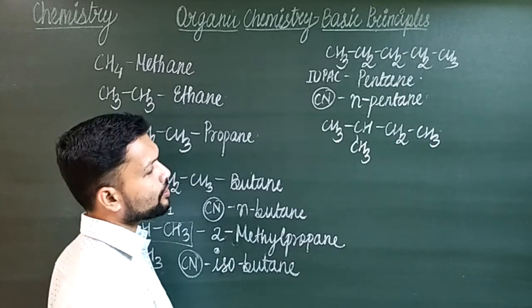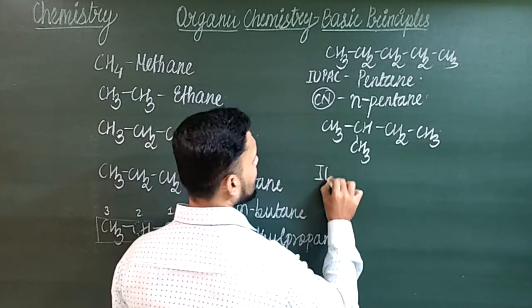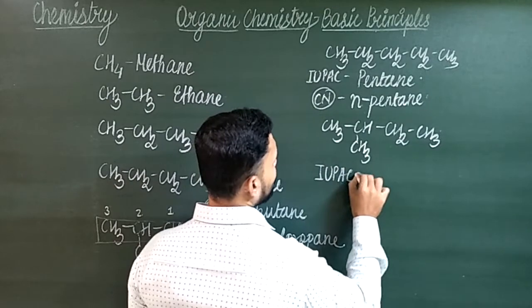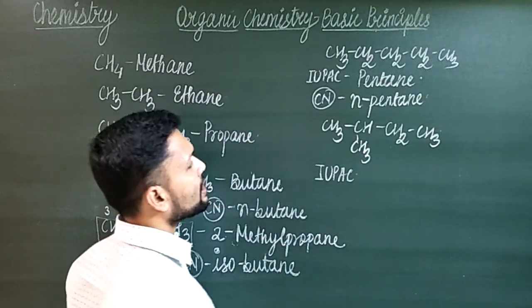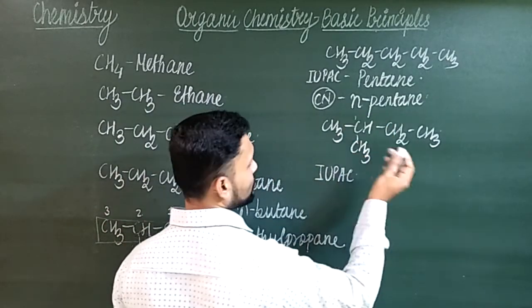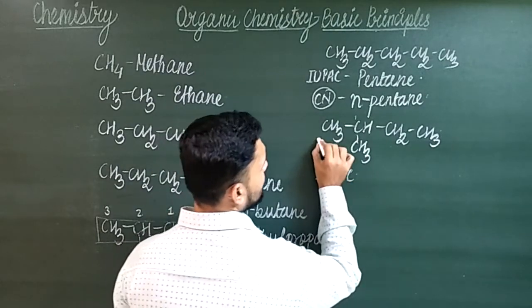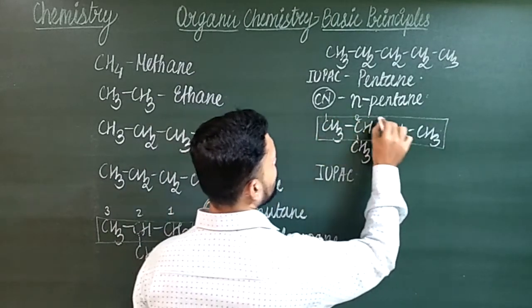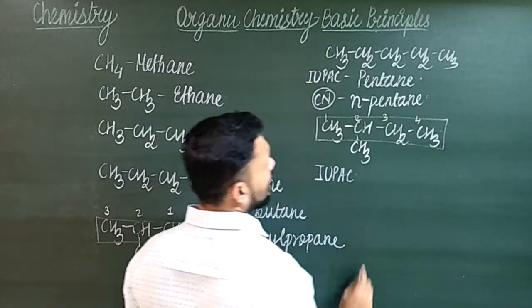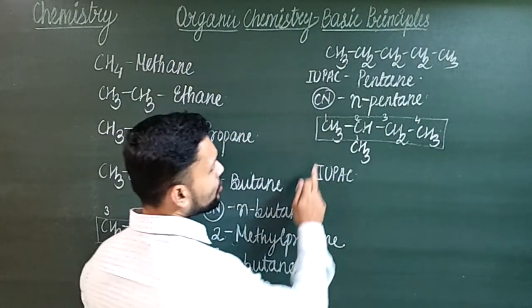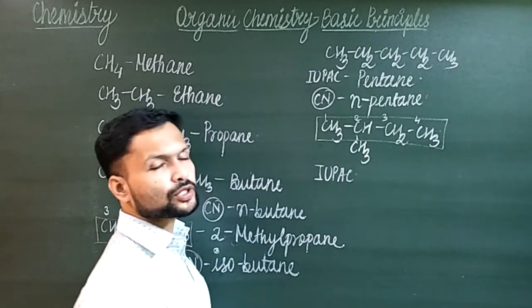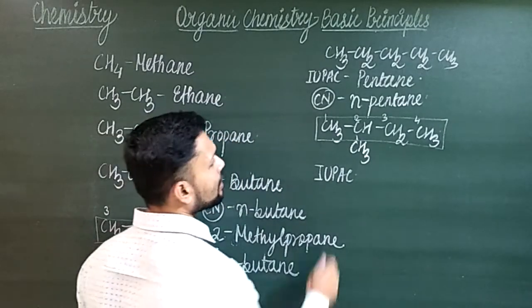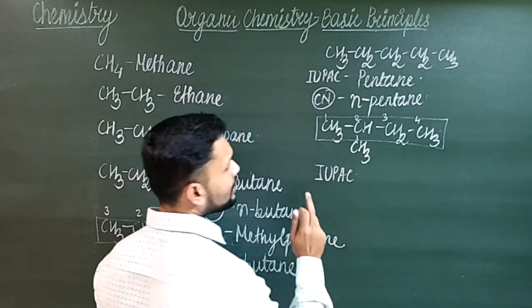So what will be the name of this? First we'll give the IUPAC name. First we'll see the longest chain. In this, the longest chain is surely this 1, 2, 3, 4. And now I have started from this side because the branch, that is the substituent, should get the least number. So by going by this side, it will get the least.